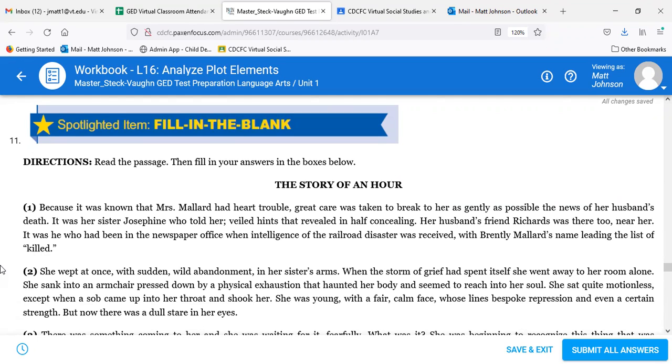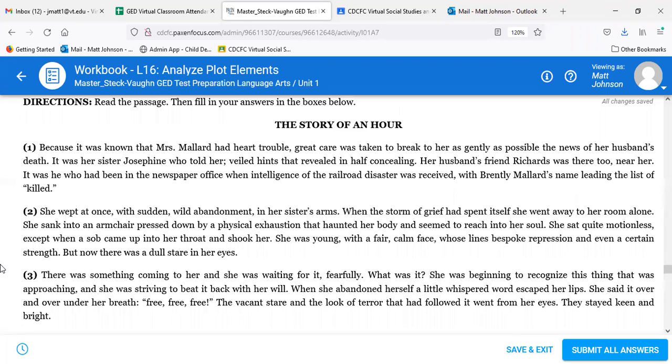Her husband's friend Richards was there too, near her. It was he who had been in the newspaper office when intelligence of the railroad disaster was received, with Brently Mallard's name leading the list of killed. Etta, you want to take number 2?